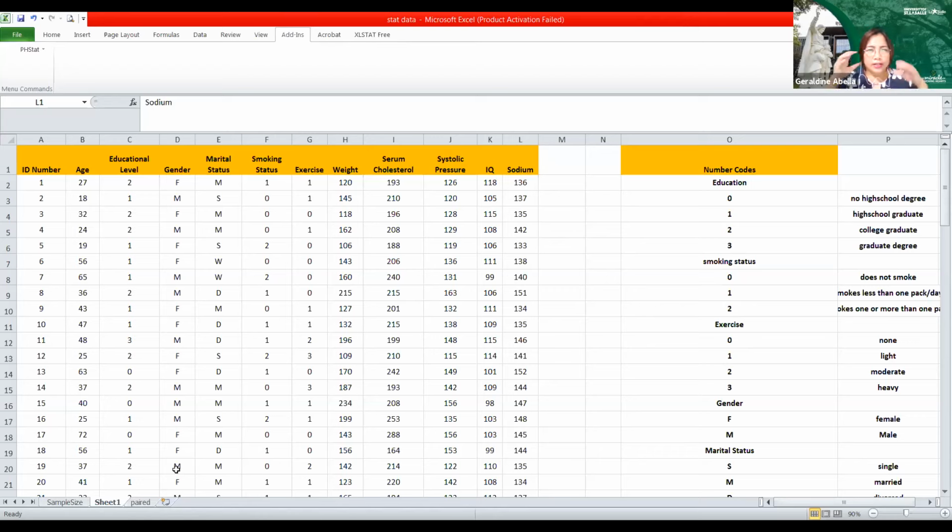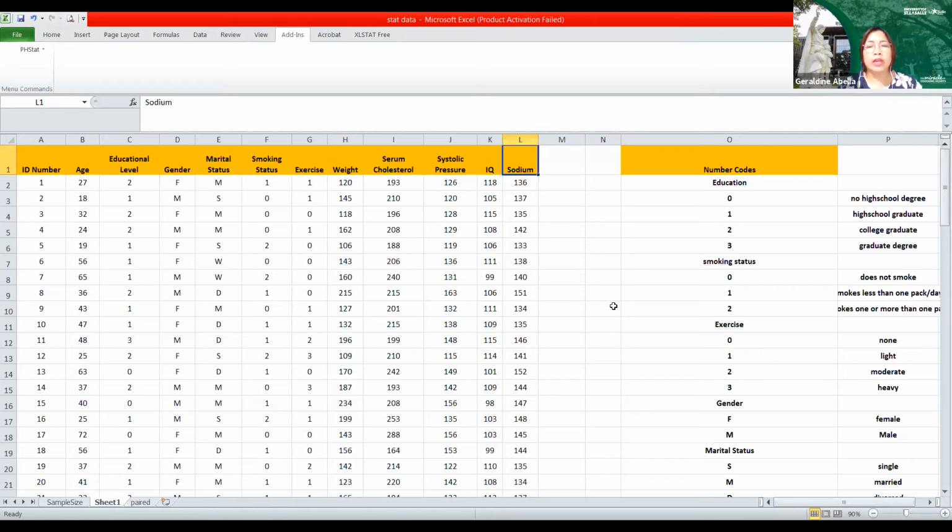Thank you. So this is an example of how, once you have collected the data, you encode it in Excel. These are the variables. The values under the first column represent the ID number of the respondents. The second column is the variable age. Third is educational level, then gender, marital status, smoking status, exercise, weight, serum cholesterol, systolic pressure, IQ, and sodium.